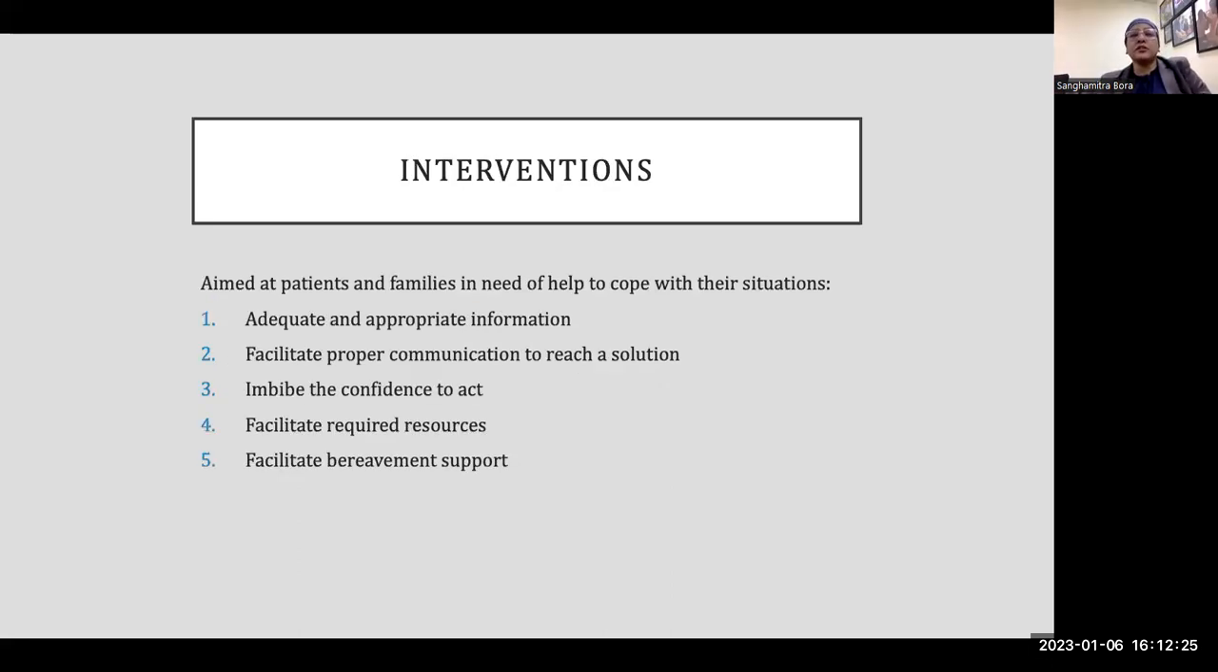Coming to the interventions, when you have assessed, you have to design interventions. And these interventions will have to be aimed at patients and families who are in need of help to cope with their situation. Basically, you have to provide adequate and appropriate information, not only about the disease or the situation of the patient, but also about other important things. For example, there are many facilities provided by the government.